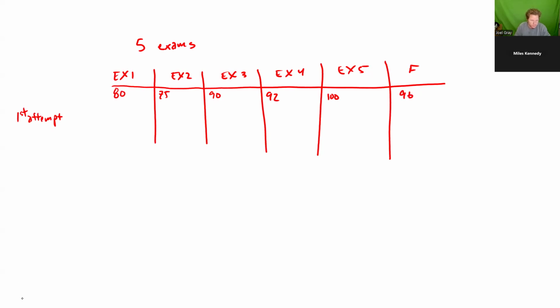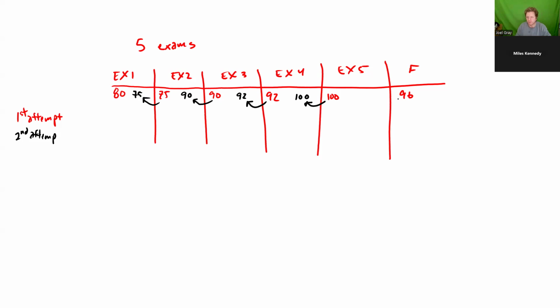Now I'm going to switch colors. So red was your first attempt. I'm going to go with black as your second attempt. The second attempt is going to be the score from the next exam. So when I'm looking at your exam one score, that's 75. Exam two, I'm going to bring the 90 that you got on exam three over. So boom, boom, and the 92 here, 100 here. So that's our second attempt.